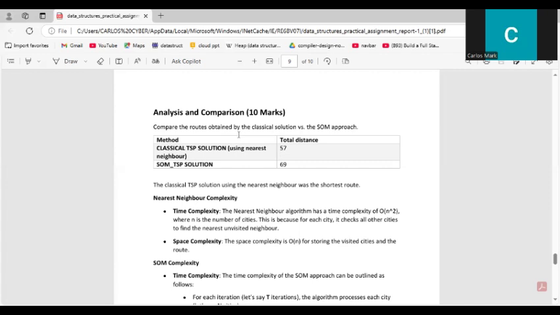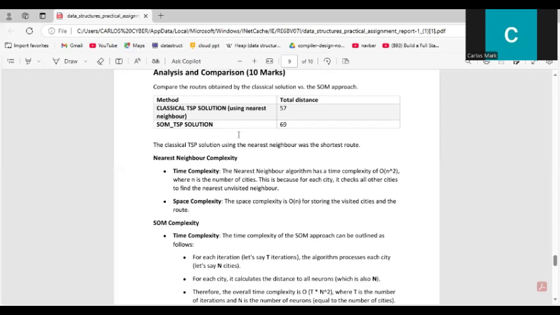Then from all the other neurons, it marks the winning neuron. So for the winning neuron, this one could have the characteristics that determine where it should travel next. So it continues like that till all the neurons have been arranged on the 2D map. So using the self-organizing map, it gave us a total distance of 69. In this case, the classical TSP solution using the nearest neighbor was the shortest route, like the table shows.